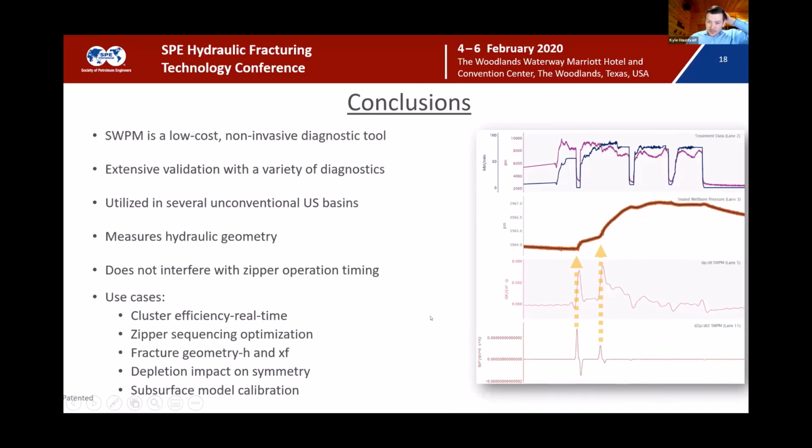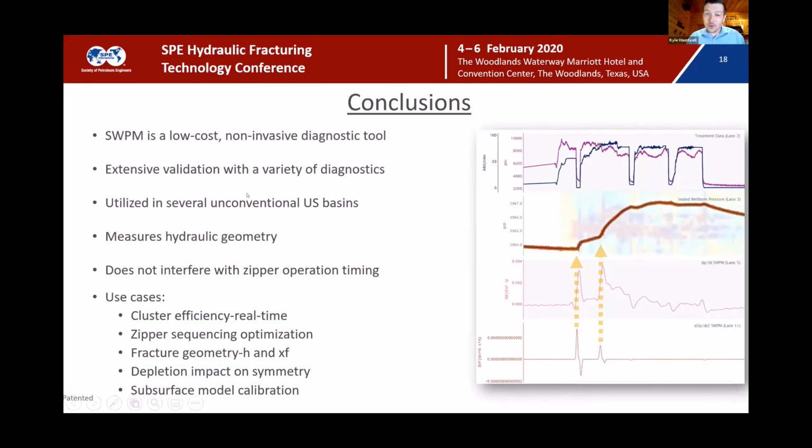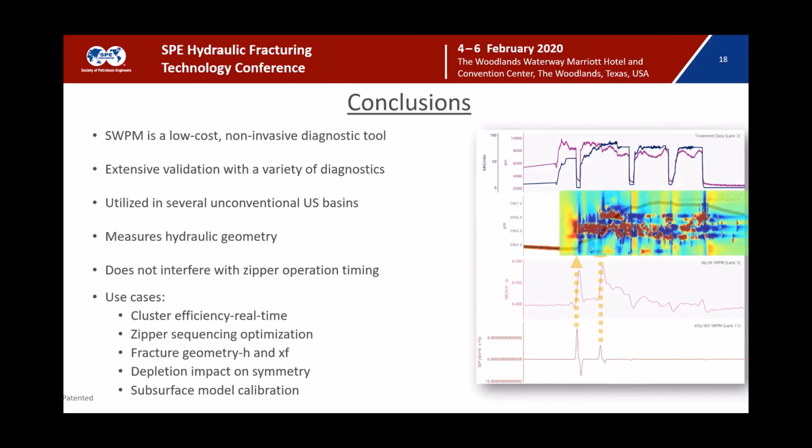So quickly, in closing, it's a low-cost diagnostic tool. It's a really interesting process to go through the discovery to the IP process to the commercialization process, and ensuring that you're realizing value, you're protecting value every step of the way. Extensive validation, a lot of diagnostics and case study across almost every US basin. It's a measurement of hydraulic geometry. It doesn't need to interfere with zipper operations, and you can see the case studies below there.